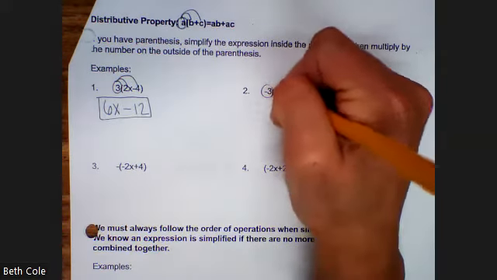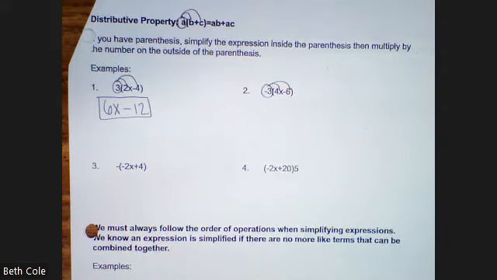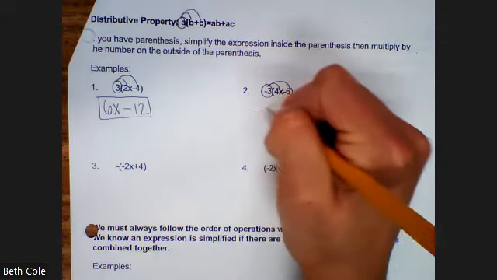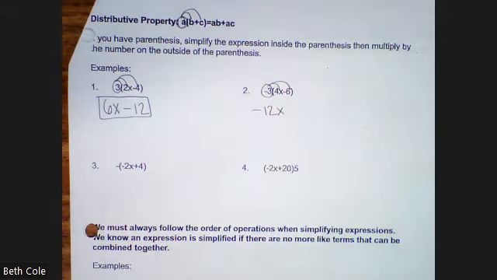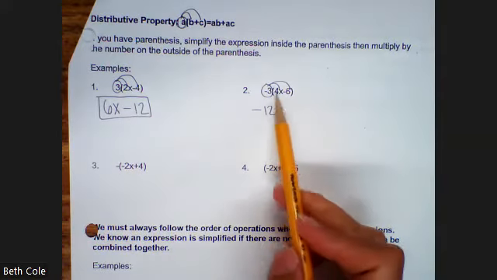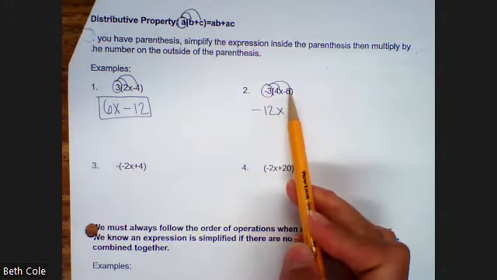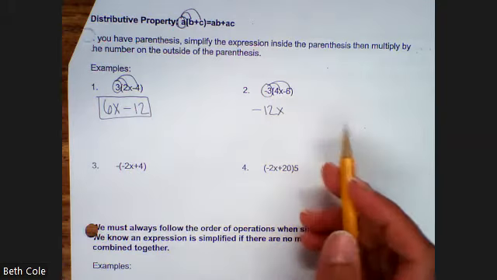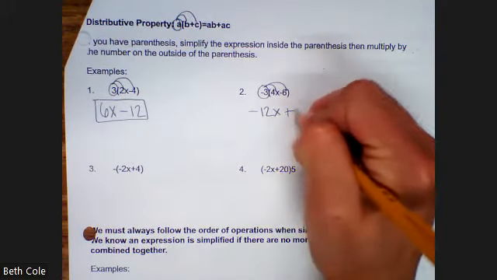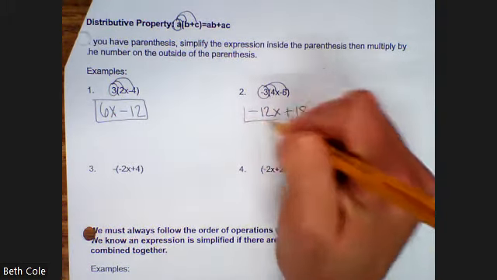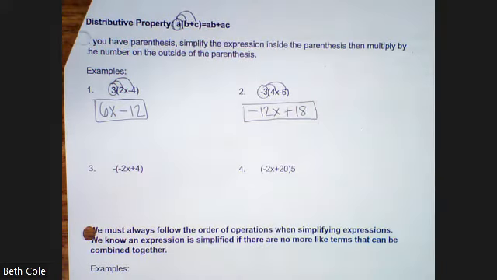Here we're going to take the negative 3 and multiply it through. So negative 3 times 4x. Negative 12x, perfect. And then what about this one? Negative 3 times negative 6. Good, the negatives cancel out, so it'll be plus 18. So negative 3 times negative 6 will be positive 18.